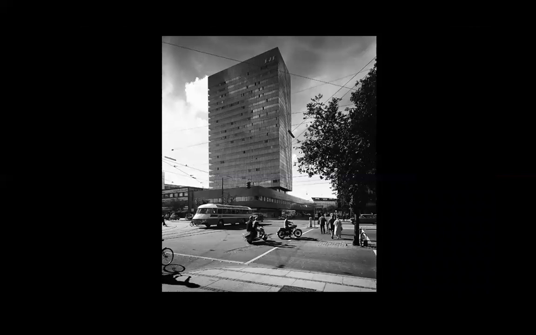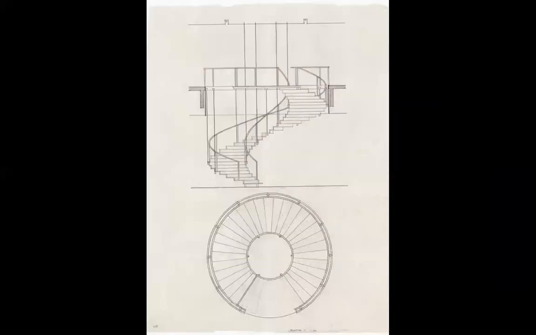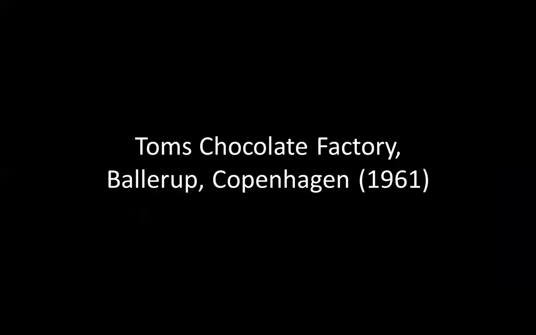So Copenhagen, the SAS Royal Hotel. It's not any hotel, it's the Royal Hotel. And look at the drawing. He did a drawing. It's a fine drawing, handmade. And the stair, we saw already this drawing, another view. And now we arrive at the chocolate factory from 1961.